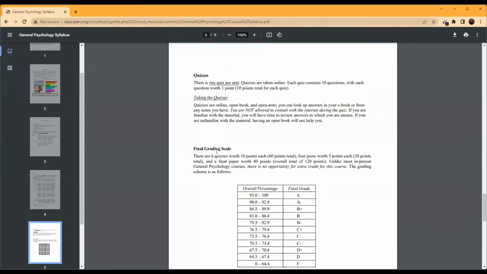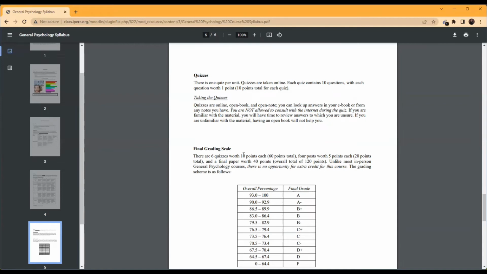Okay, so the next part of the syllabus is the final grading scale. There are two things we need to talk about when grading comes into play: grading distribution and grading scales. The grading distribution just means how much weight each part, for example quizzes, final paper, and discussion posts, gets, how much percentage each part gets in the entire 100% of this course?